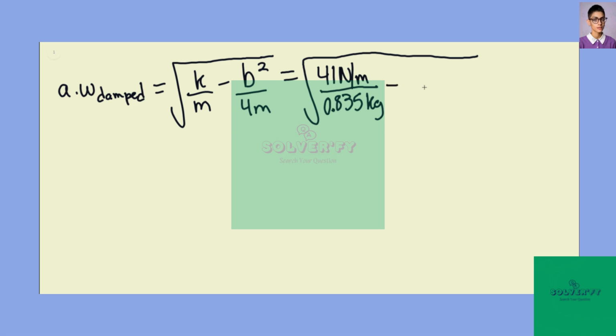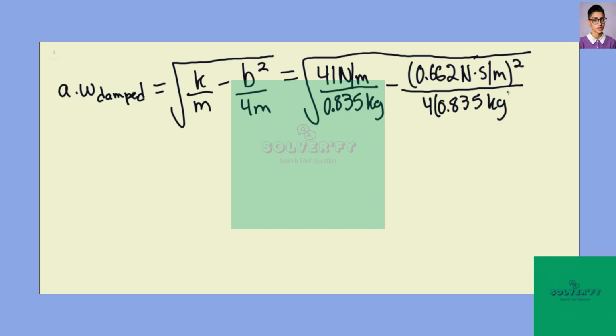And then this will be minus 0.662 Newton seconds per meter squared. And then this will be divided by 4 times the mass of 0.835 kilograms. And we find that the damped angular velocity will be equal to 6.996 radians per second. Now for part B, they want to find the fractional change.